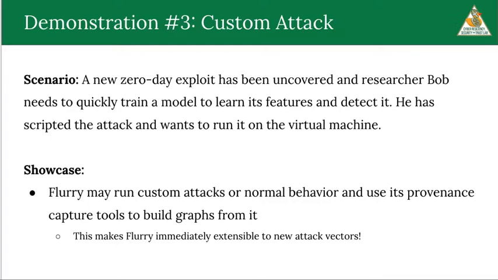So in our scenario that we're going to show in demonstration 3, a new zero-day exploit has been uncovered, and our fictitious researcher Bob needs to quickly train a model to learn its features and detect it. So he scripted this attack and he wants to run it on a sandboxed virtual machine. Well, Flurry can run these custom attacks, as well as normal behavior, and use its provenance capture tools to build graphs from it. So this makes Flurry immediately extensible to new attack vectors.